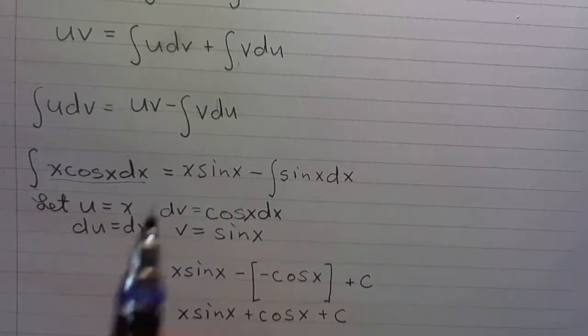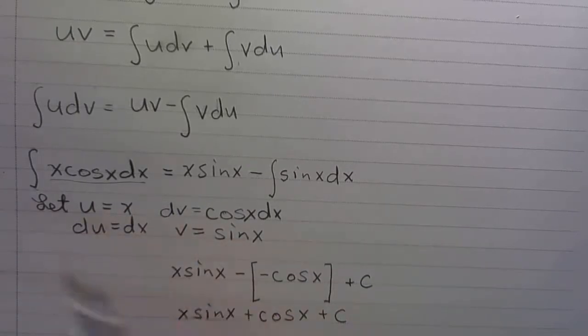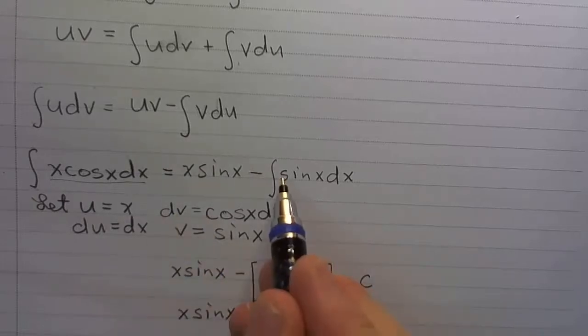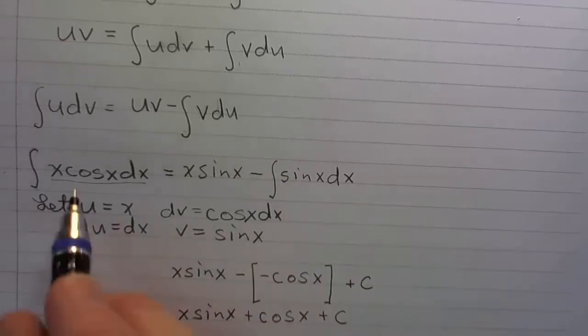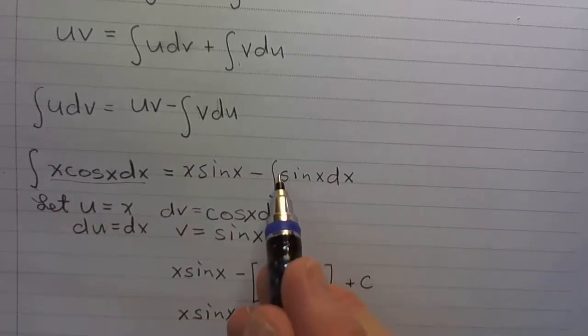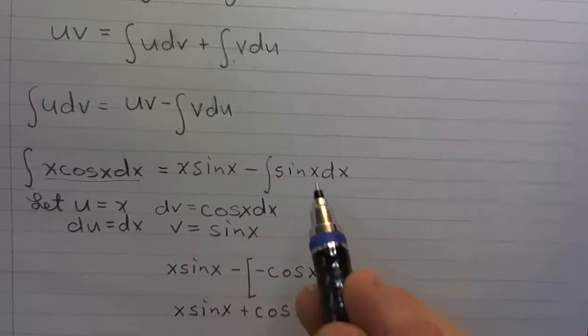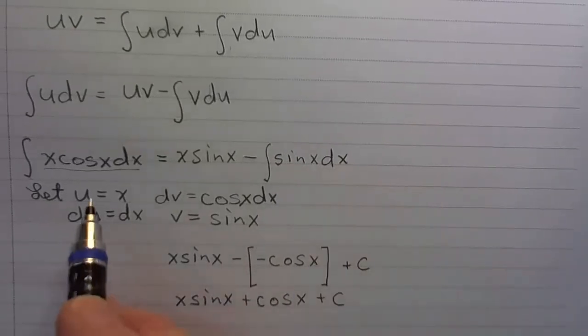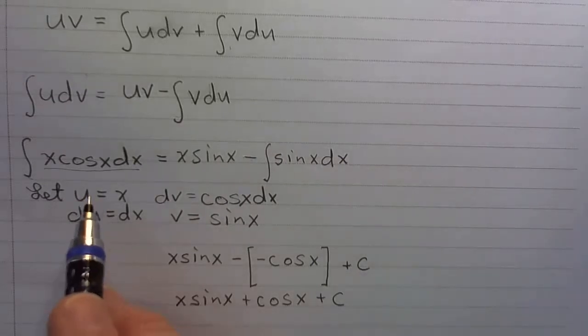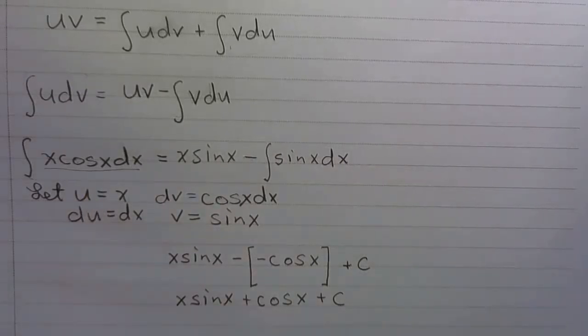Now, if we had let dv equal x, then we would end up over here with a 1/2 x squared. And our situation would have been worsened, right? So instead of x being diminished and having a simple integral over here, we would have a 1/2 x squared in addition to the trig function. So that was our motivation in letting u be x instead of dv being x.